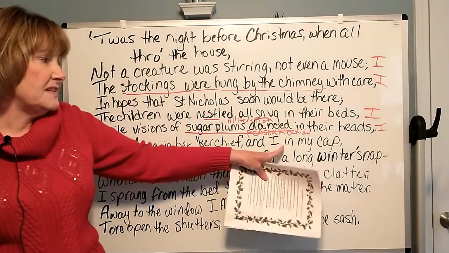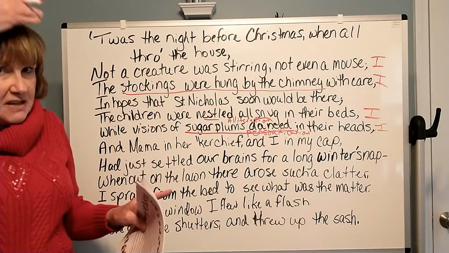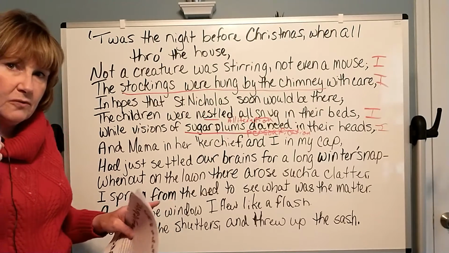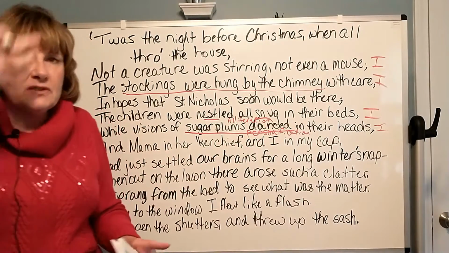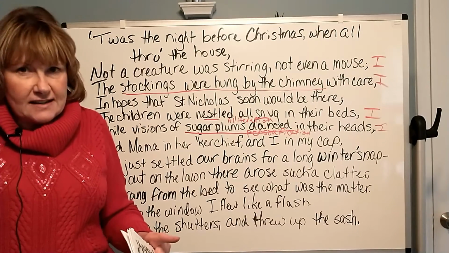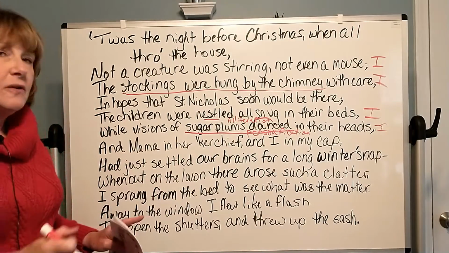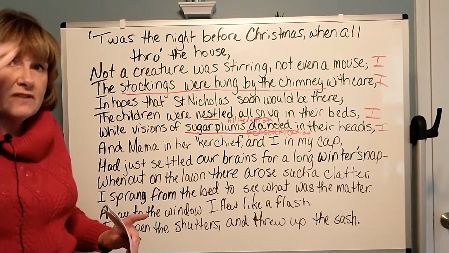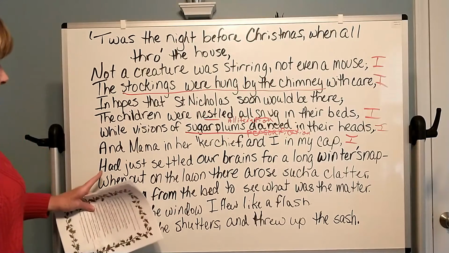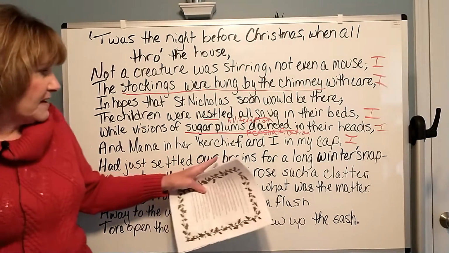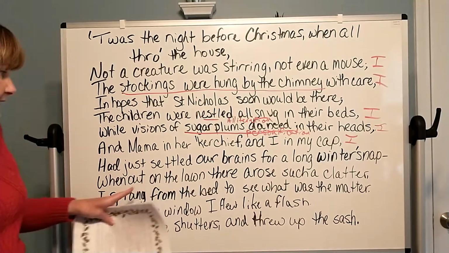And Mama in her kerchief and I in my cap. Now the man, the husband, the dad is talking about himself. So he's talking about the mom in her kerchief, meaning she's got this cap on her head to help keep her head warm while she sleeps because they didn't have heat like we do. And then I in my cap. So he's got this long cap, like a stocking cap, almost like a Santa Claus cap, but it's longer. And he's all ready for bed too. And that's an image that we can see with them, with the hats on their heads, getting ready for bed. So that's imagery. And then had just settled our brains for a long winter's nap. So there's not a whole lot of imagery going on there really.